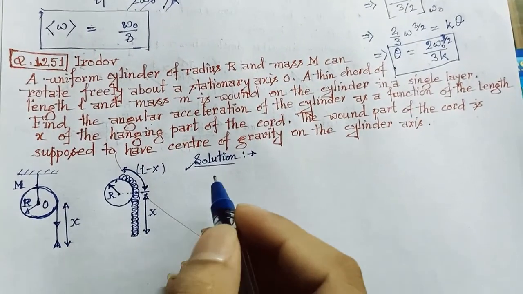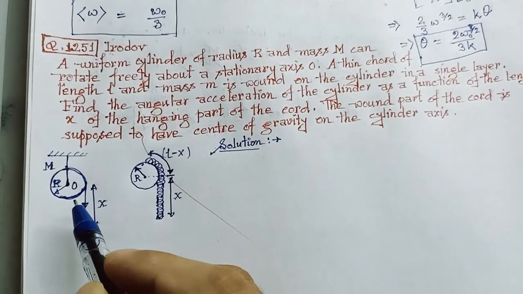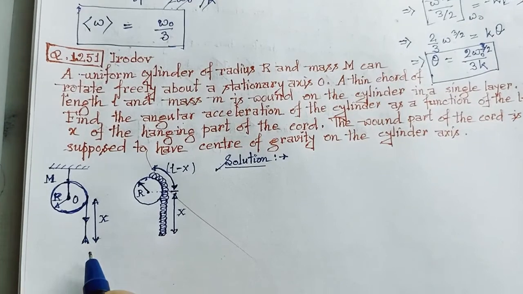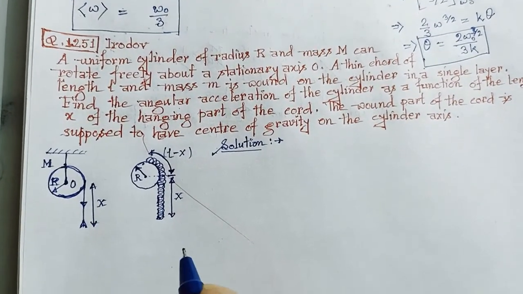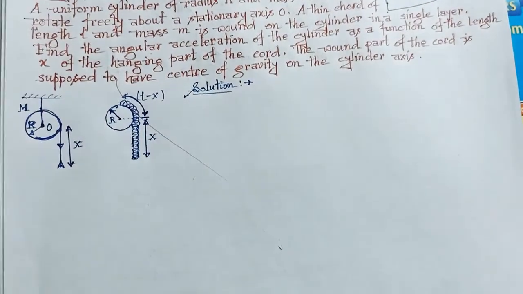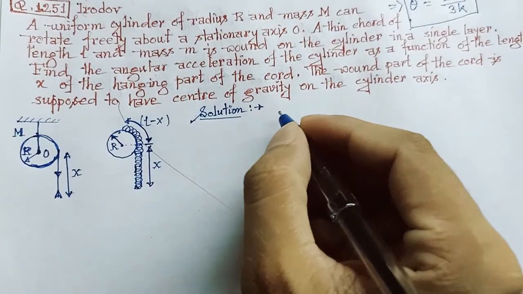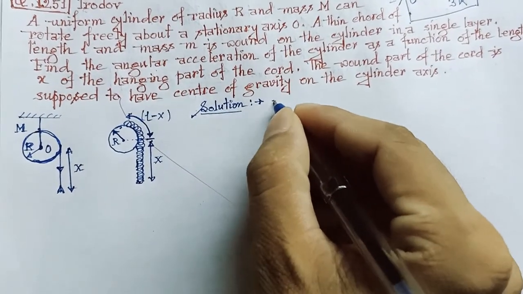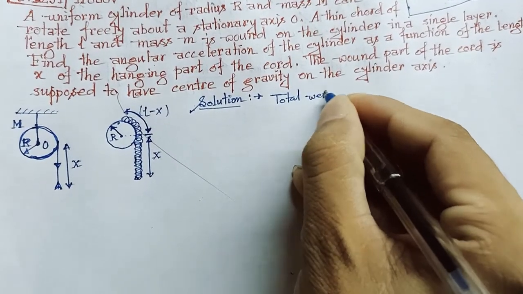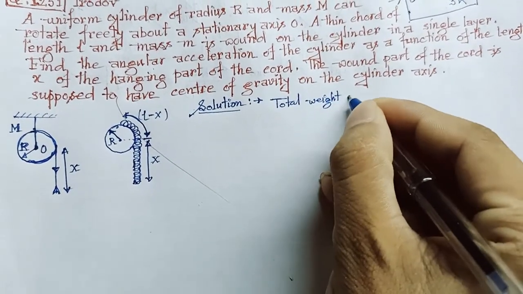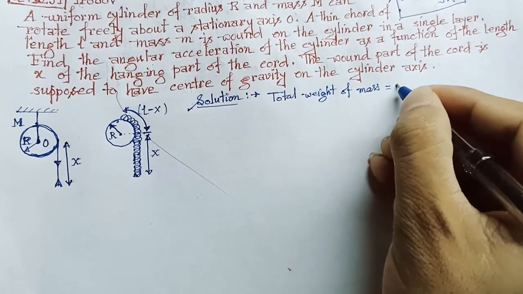So let's solve this question. First of all, this is the diagram of the cylinder and this is the hanging mass, and the hanging portion of the mass is x. Now the total weight of mass will be equal to mg.